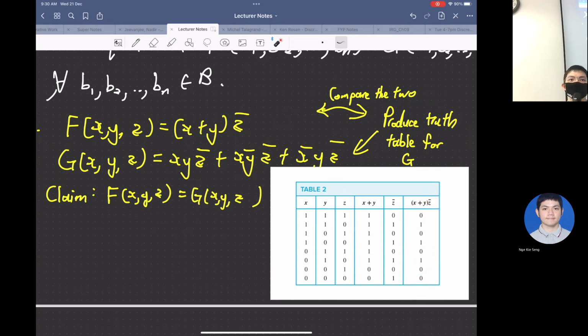Okay. You cannot directly see from the algebra because if you expand this algebra here, you only have two terms. Unless you need to apply more operations. But it's not directly from F to G. You need to apply some laws.